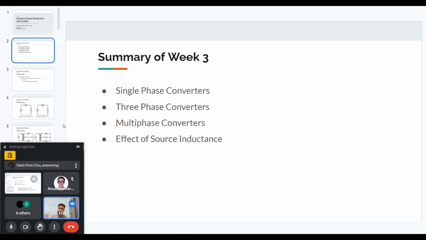In this week, the single phase converters, the rectifiers, were concluded, and three-phase converters as well as multi-phase converters were taught along with the effect of source inductance. Another topic was started, the PWM rectifiers, but we will take that in the next week when we can go into that topic deeply.